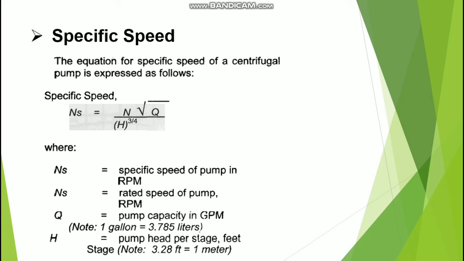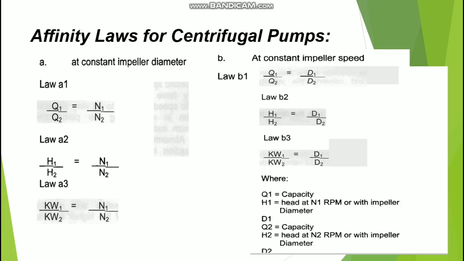Then, affinity laws for centrifugal pumps. So, at constant impeller diameter, law A1: Q1 over Q2 equals N1 over N2. Then, law A2: H1 over H2 equals N1 over N2. And law A3: power 1 over power 2 equals N1 over N2. Then, at constant impeller speed, law B1: Q1 over Q2 equals D1 over D2. Then law B2: H1 over H2 equals D1 over D2. And law B3: power 1 over power 2 equals D1 over D2. Where Q is the capacity, H is the head, and kilowatt, kW, is the power.